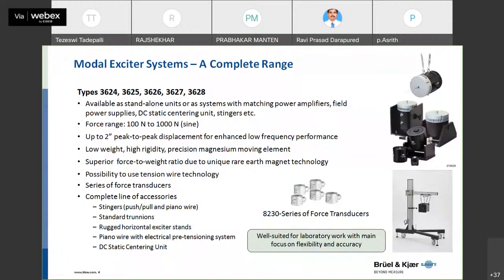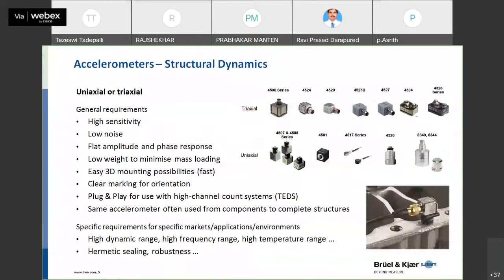the stand excited. So you have stingers, trunnions, piano wires, DC static unit. You have the force transducer mounted at the end of the stinger to measure the actual force on the structure. You also then have accelerometers, which in the case of modal analysis should be very highly sensitive, should have very low noise, and should have a very flat amplitude and phase response. We really do not require a very, very high frequency range for modals. So normally 3 kilohertz or 4 kilohertz is good enough.